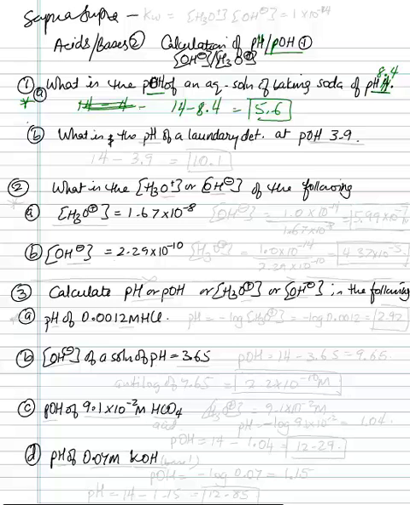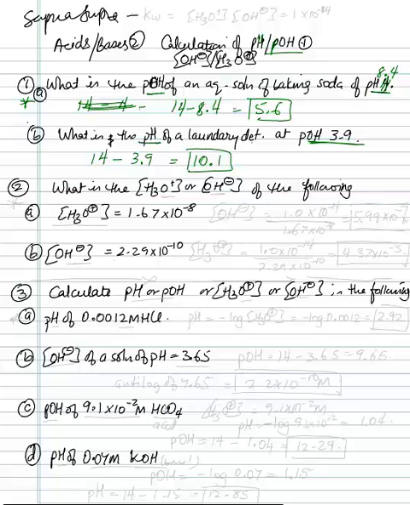So what is the pH of a laundry detergent with a pOH of 3.9? It's the same thing, which means 14 is our range, and then subtract 3.9 from that to give us 10.1. And yes, you can figure out the sig figs yourself. It's going to be 2, so this would be 10, really.